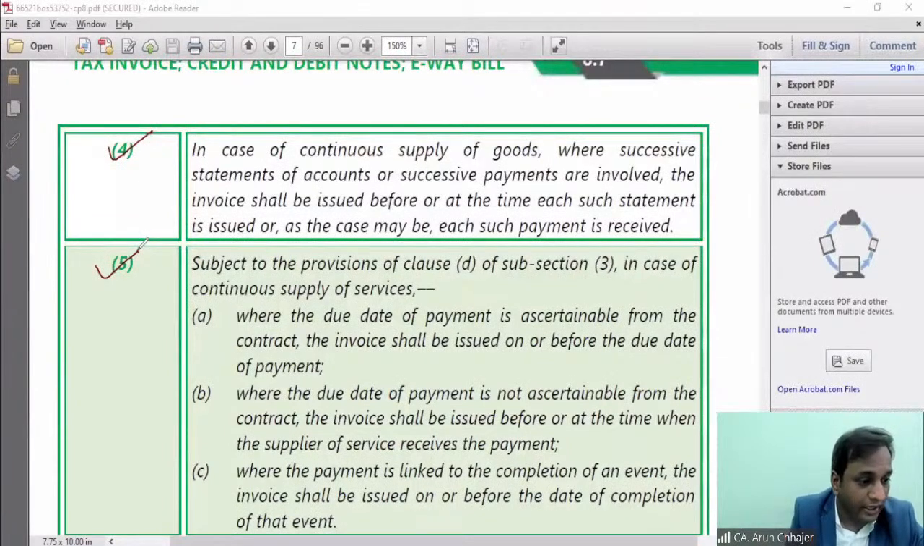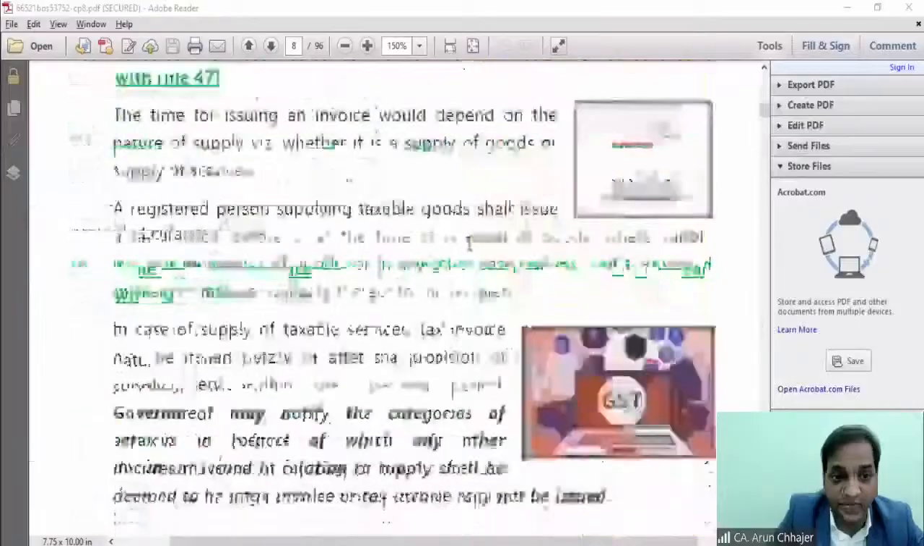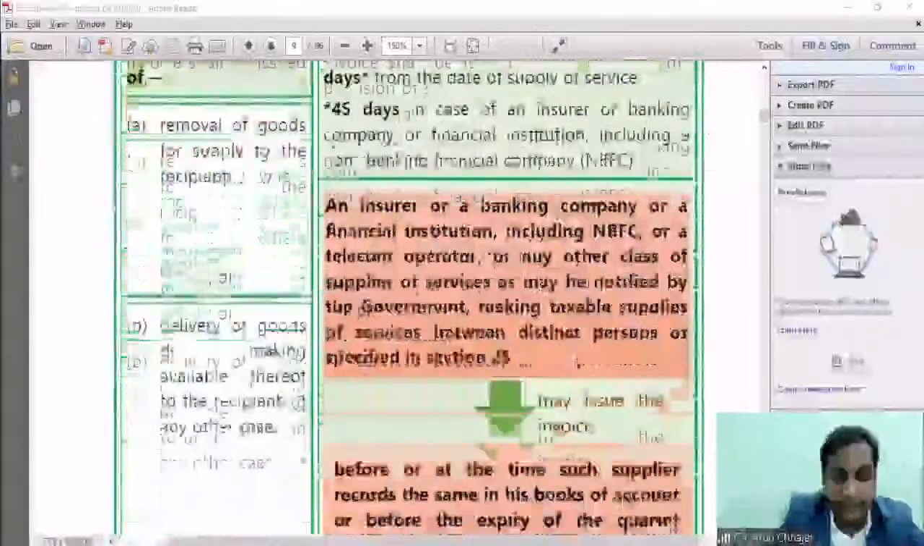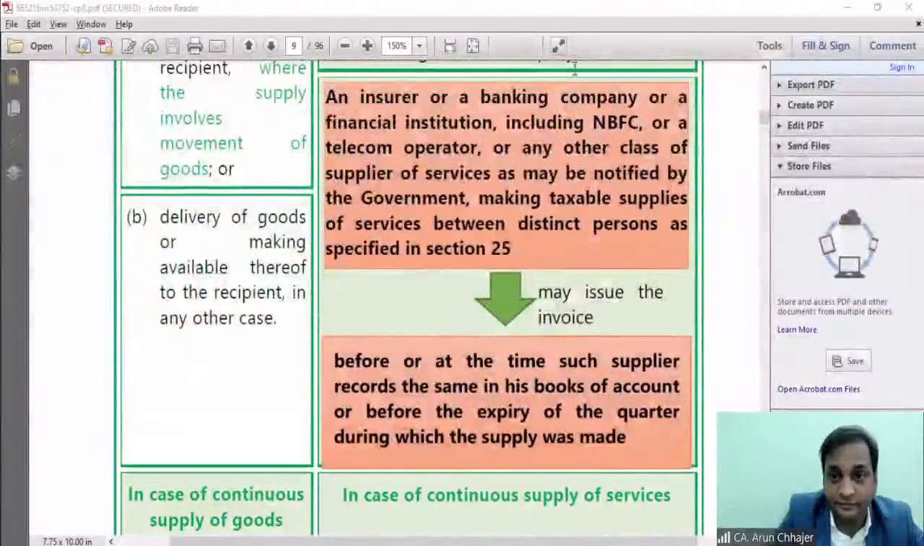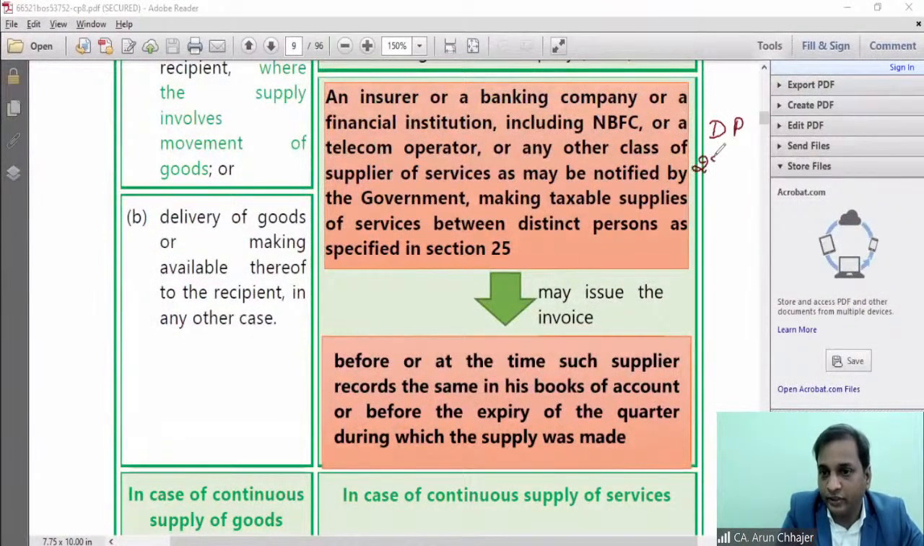Now, Sushil Kumar is asking about distinct person. So distinct person, I hope it is clear. And one more participant has asked that the time limit to issue the tax invoice in case of the distinct person is not clear. Let me repeat this part once again. The meaning of distinct person has been defined in section 25, subsection 4 and subsection 5.